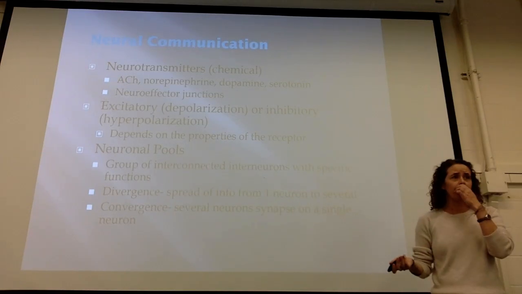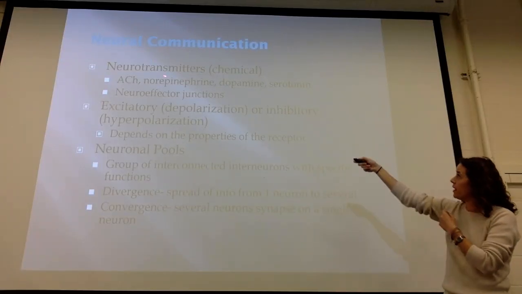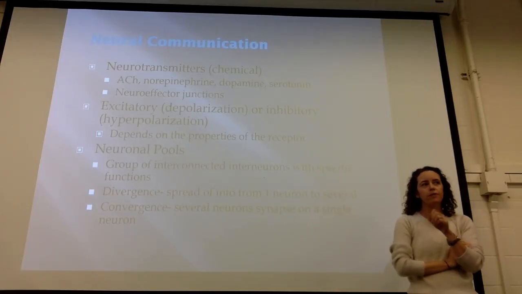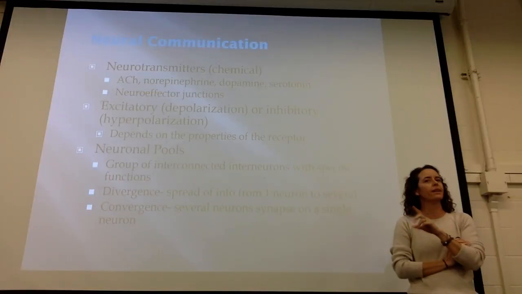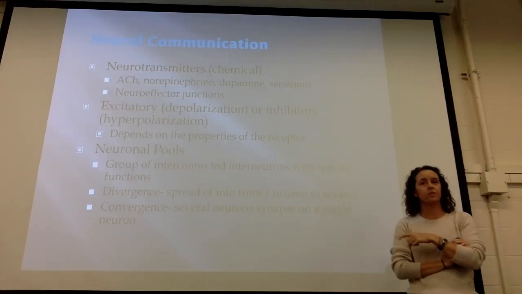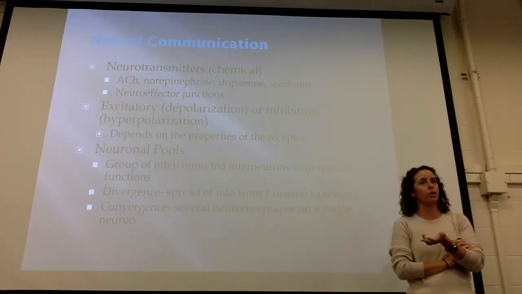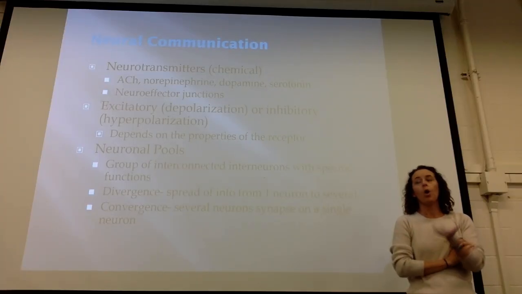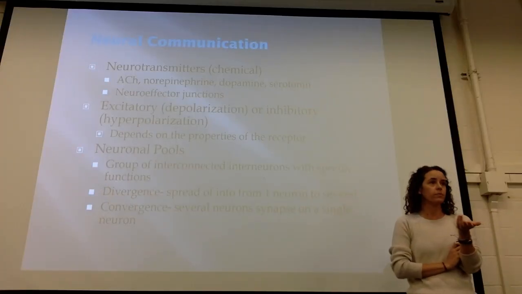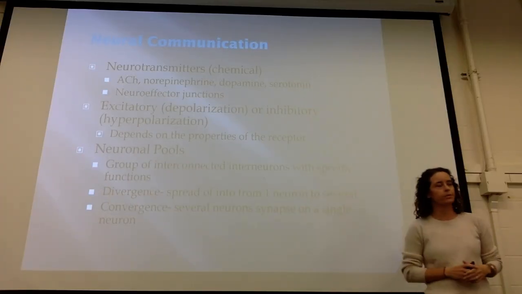Other neurotransmitters, norepinephrine, epinephrine, dopamine, serotonin. These words might sound familiar. You might recognize these as hormones. These are in fact the same chemicals. But when the nervous system uses them, we call them neurotransmitters. When the endocrine system uses them, we call them hormones. And we'll take a look at hormones at the end of the semester.